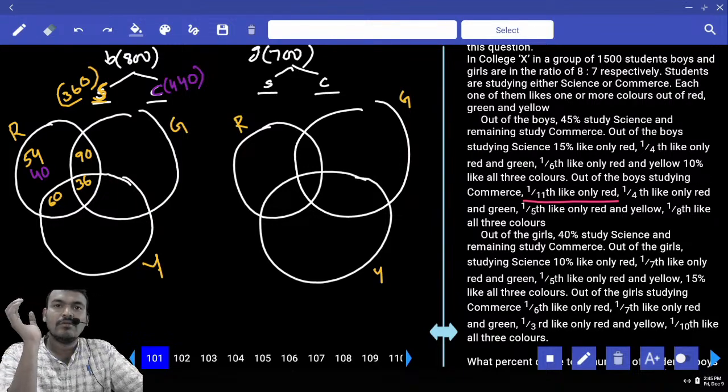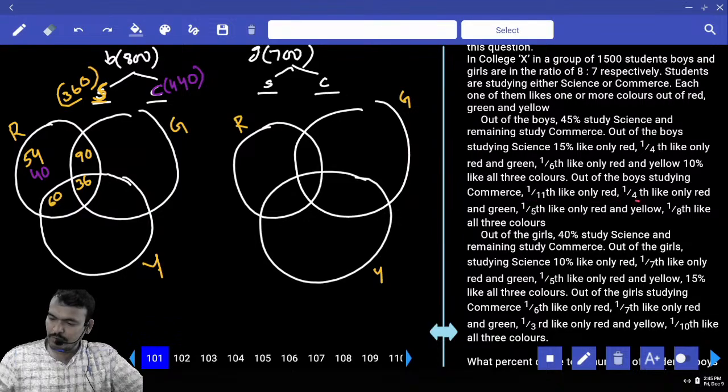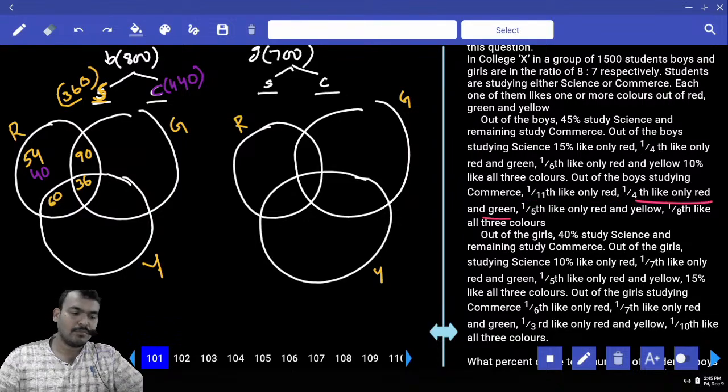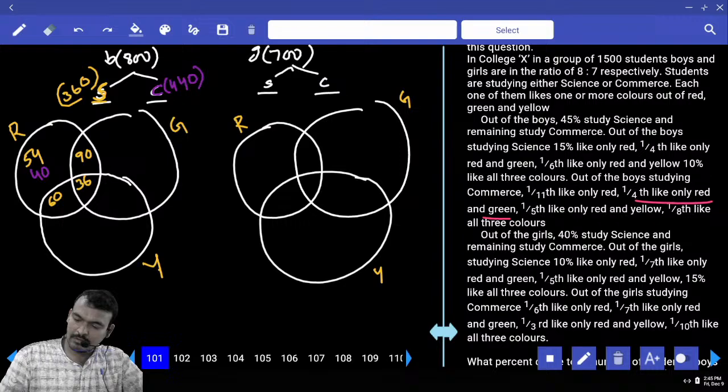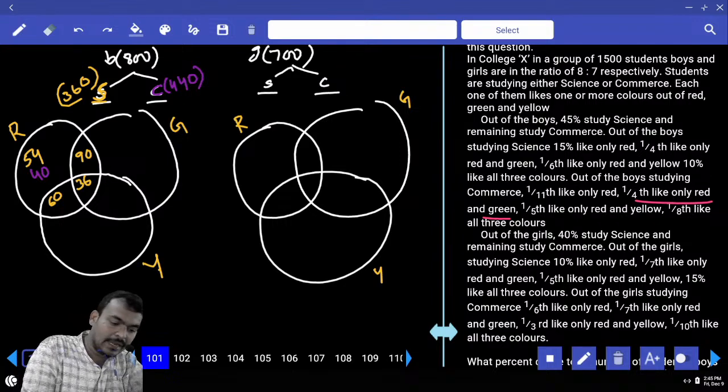1/11 of 440. How much? 40 or not? Next, 1/4 like only red and green. 1/4 of 440 is 110. 110 is red and green.